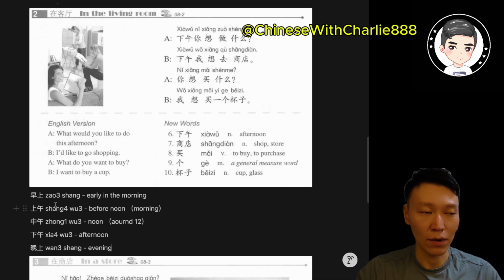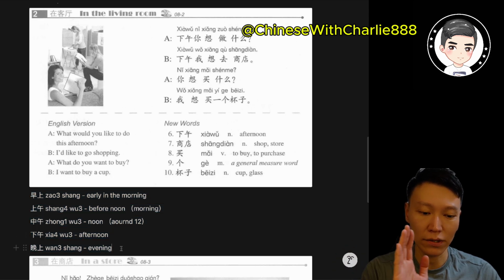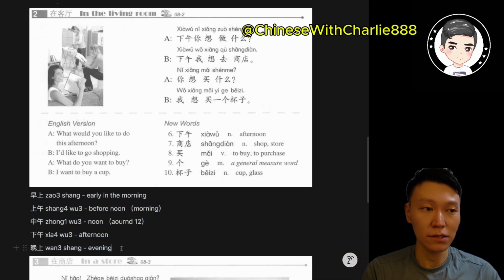So let's repeat one more time. 早上, 上午, 中午, 下午, 晚上. Yeah. Since these different parts of the day are time elements in a sentence, you can always put a time element at the beginning of the sentence or in front of a verb.